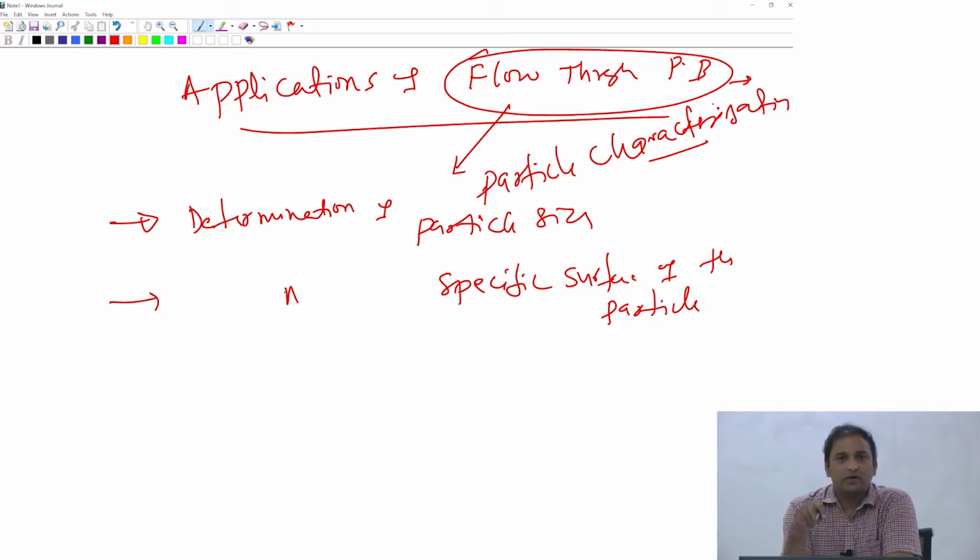Again, you have an assignment coming up, right. The next assignment is going to be on particle characterization and stuff like that, okay. So you'll have to write up something about different methods of particle characterization. So this could be one of the methods.